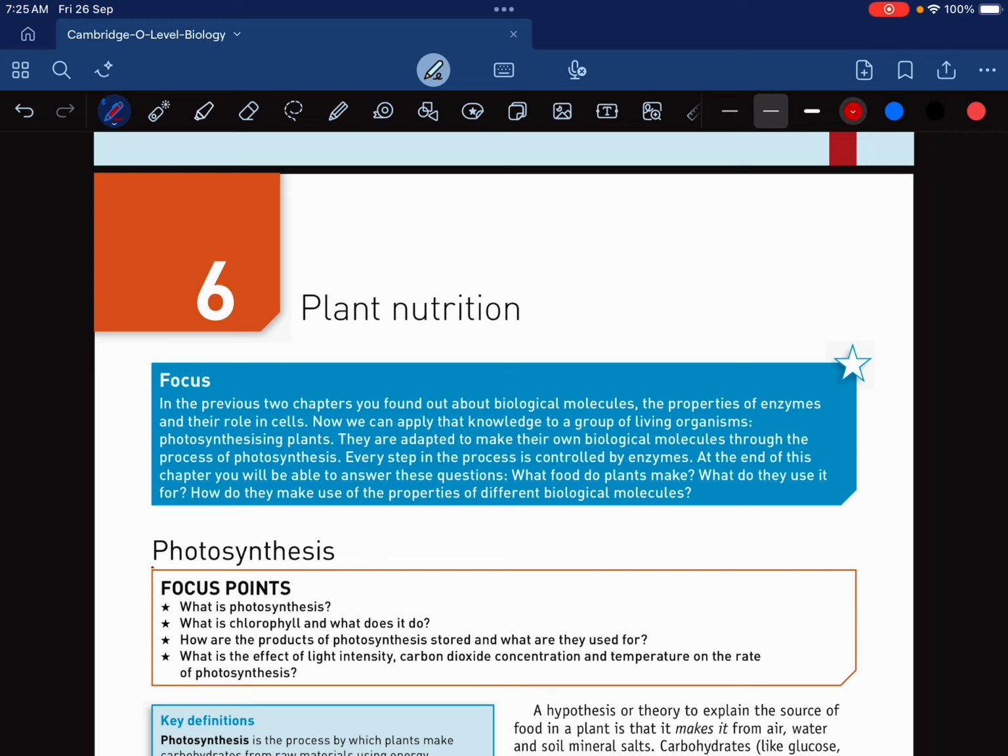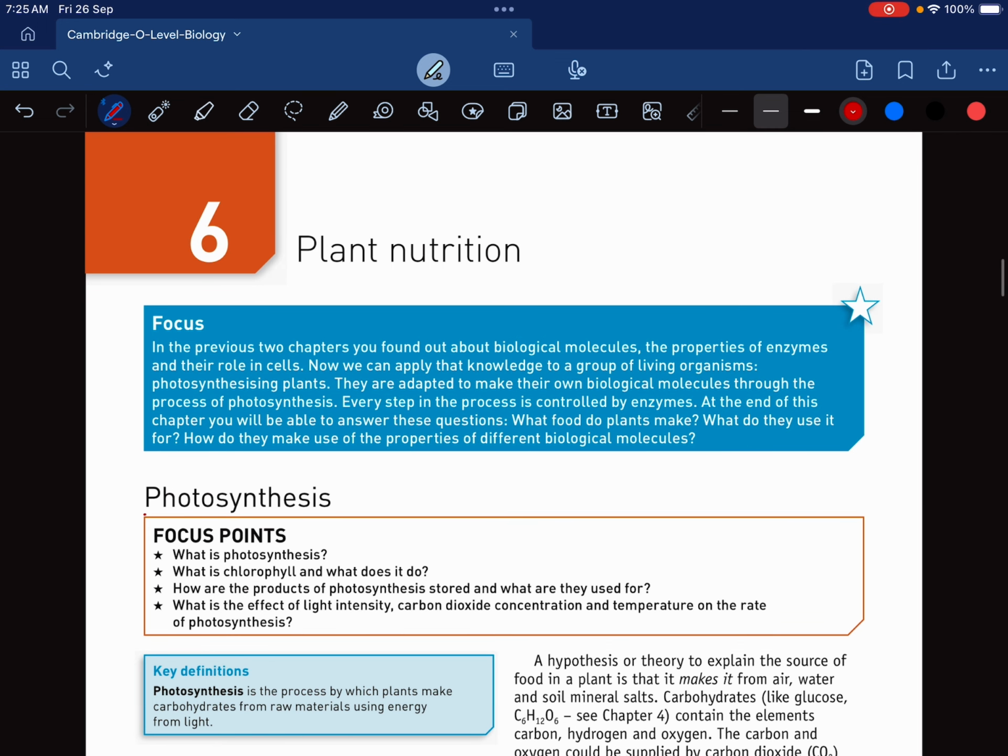All right, now before we get into this, in the previous chapters, we learned about biological molecules, we learned about enzymes, we learned about what biological molecules are used to make, we learned about how enzymes are a crucial part of our living systems and how they help in chemical reactions, so on and so forth. Now we're going to look into plant nutrition and how do plants firstly make their own nutrition, how do they make their own energy and how do they use it, so on and so forth.